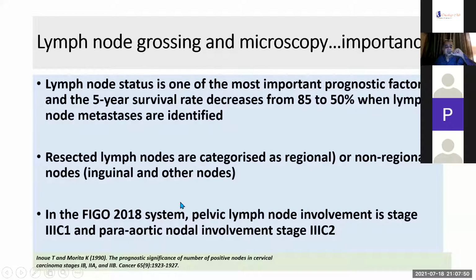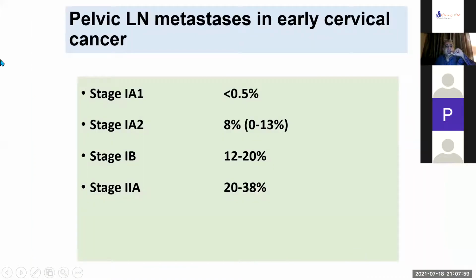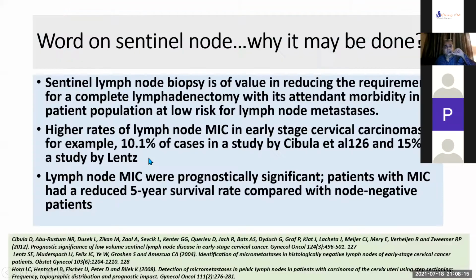And like I said, in FIGO 2018, pelvic lymph node involvement is staged as 3C1, and para-aortic nodal involvement is stage 3C2. The chances of nodal involvement in different stages are different. So you can see in stage 1A1, it is less than 0.5%, whereas it increases to 12 to 20% as the tumor size increases and the chances of metastasis increase.